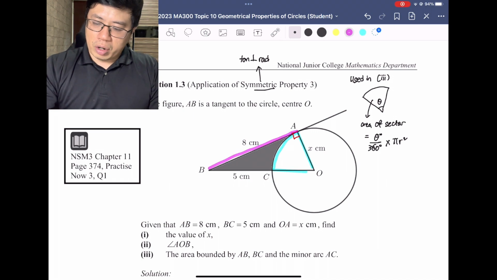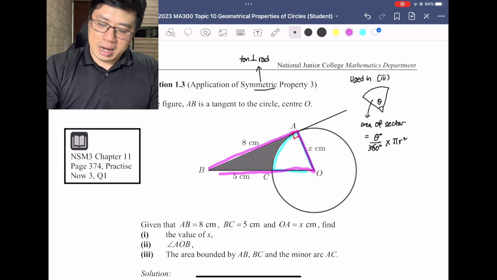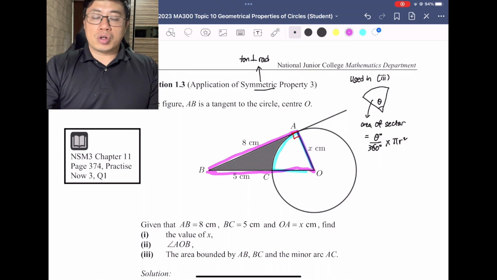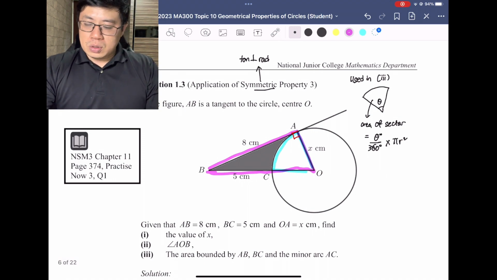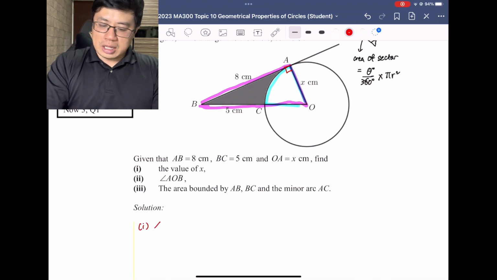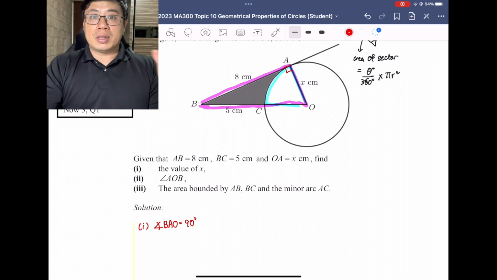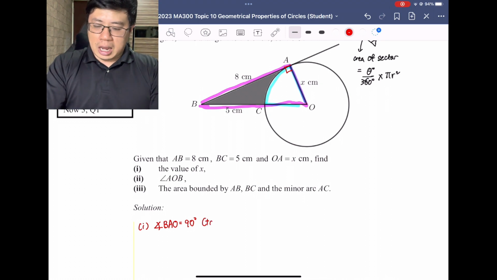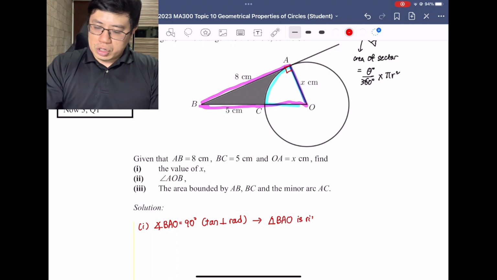I know with a right angle triangle we can do a lot of things. We can use Pythagoras, we can think about trigonometry. So first, let me write out that for part 1, we must first acknowledge that angle BAO is equal to 90 degrees. Here I'm going to write down the property that we just learned, tangent perpendicular to radius. It also tells us that triangle BAO is a right angle triangle.